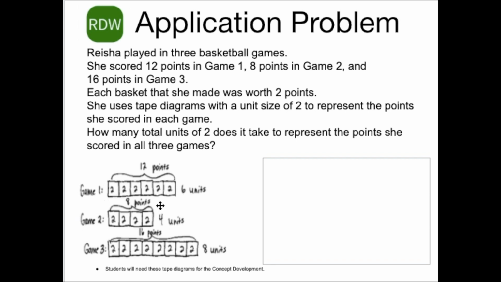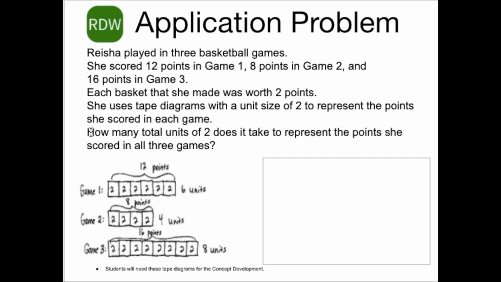In game 2, she scored 8 points. 2, 4, 6, 8. It took 4 units of 2 to equal 8 points. And in her last game, game 3, she scored 16 points. 2, 4, 6, 8, 10, 12, 14, 16. It took 8 units of the value 2 to equal 16 total points.